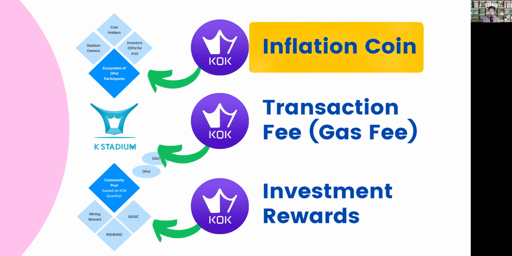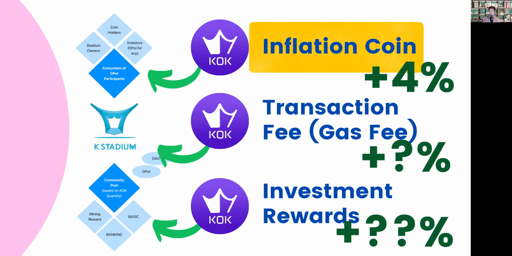And again, to review, right now, only the inflation supply is coming in, and we are seeing a 4% monthly rate. Now, when transaction fees and investment rewards are added, it's only going to add to the percentage that is going to be capable of being distributed in K Stadium's community pool. So then, let us say that you have participated in K Stadium community pool. How can you calculate how much percent you're going to get out of the 4%? What do I mean by that?